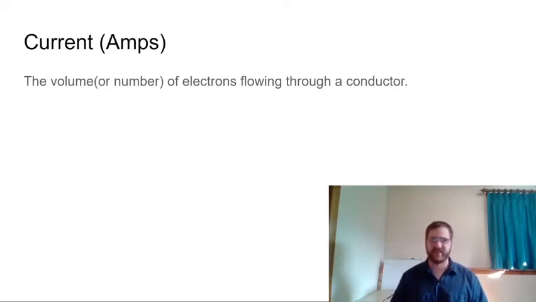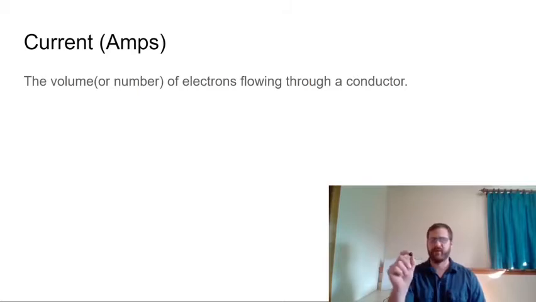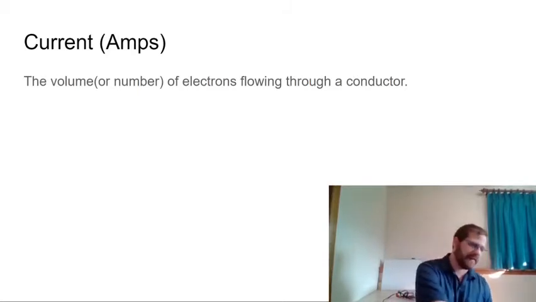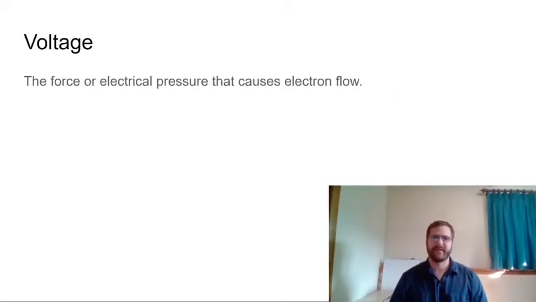Current. The current is the amperage, or the volume of electrons flowing through a conductor. So this is the amount, so if we go back to our example, the amount of electrons that are flowing around, that's going to be amperage. Voltage is the force or electrical pressure that causes the electron flow. So when I said earlier that anything can conduct electricity if the voltage is high enough, that's because voltage is what pushes those electrons through the material.